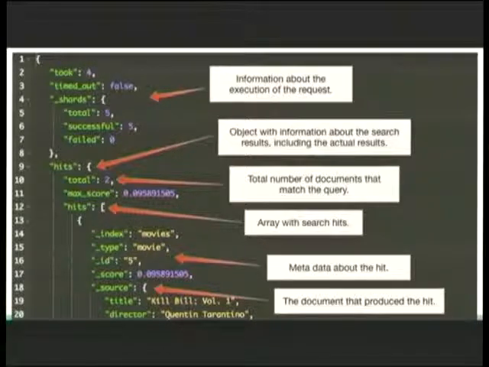So if your text is matching more documents, then the score will be higher for this document. If you have words that are more important for the cluster, the score will be higher as well. And then you get your list of documents, with index, type, the ID, the score, and then the source of your document, which is exactly the JSON document you sent to Elasticsearch.